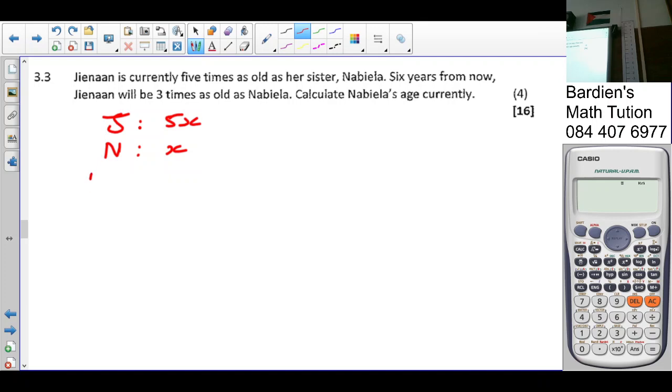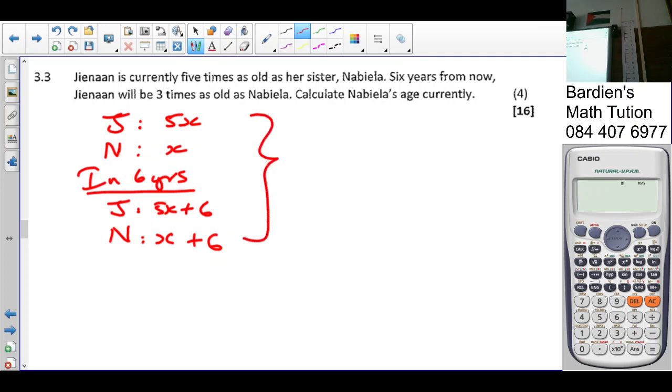In 6 years from now, this is the present, in 6 years' time. How old will Jinan and Nabila be in 6 years' time? Nabila will be x plus 6. Jinan will be 5x plus 6. In 6 years from now, Jinan will be 3 times as old as Nabila. Whatever Nabila's age is must be multiplied by 3 to get Jinan's age in 6 years' time.